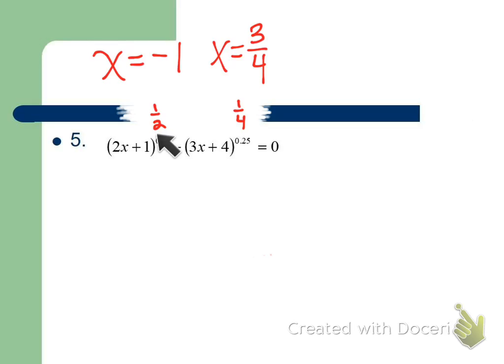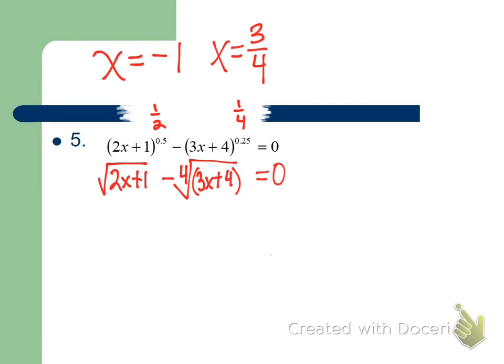Well, what's my index? 2. So if an index is 2, what kind of root is it? Square root. So I'm going to rewrite this as the square root of 2x plus 1 minus, if it's to the 1/4 power, it would be a 4 would be the index, so it's a 4th root of 3x plus 4. Okay. Rewrote them with radicals. Now I need to plug in.